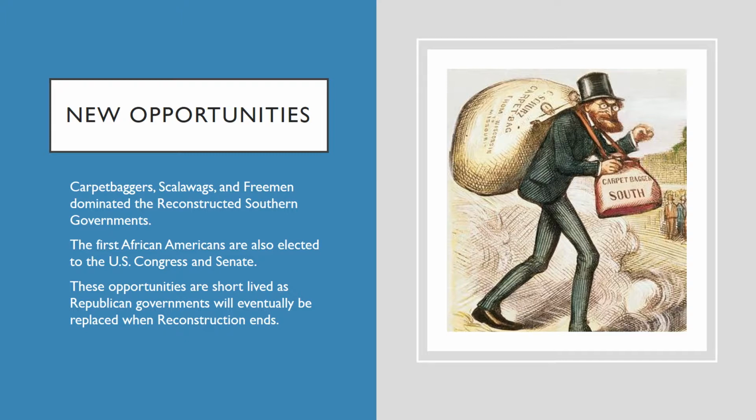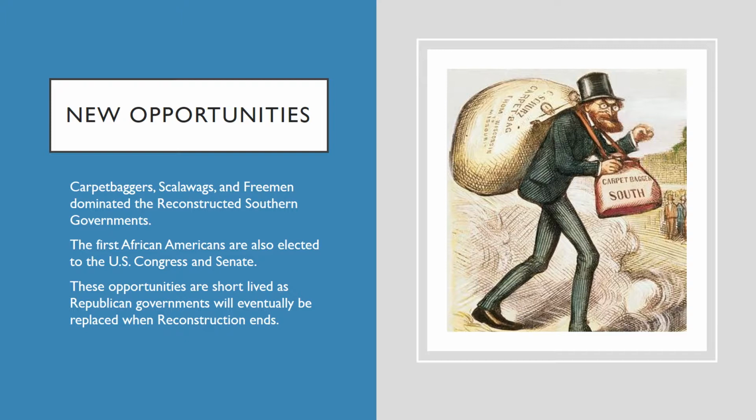Carpetbaggers and scalawags were whites. They're different in this regard. Carpetbaggers were Northerners who came south after the Civil War. Many of these people came south with bags over their shoulders that had all their stuff in it, bags made out of carpet. That's why they're called carpetbaggers. Most of them come trying to actually help in the South and want to provide new opportunities for African Americans.